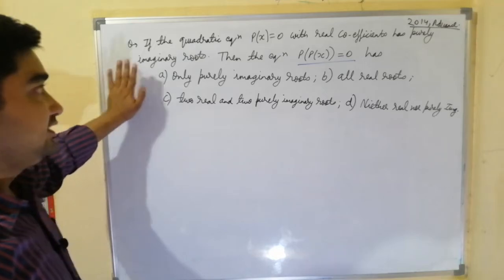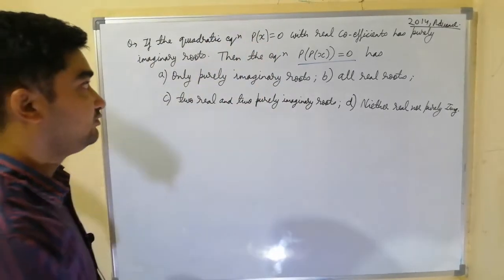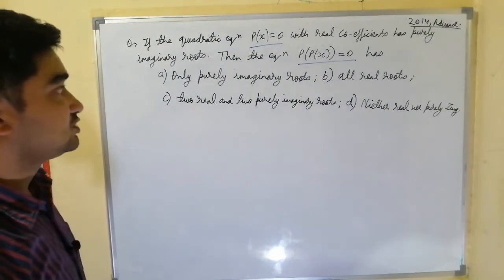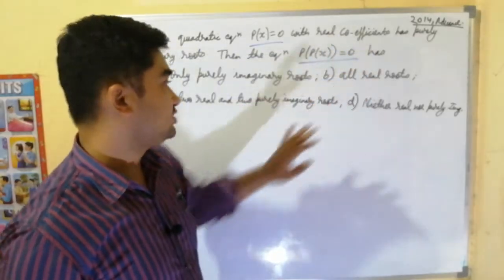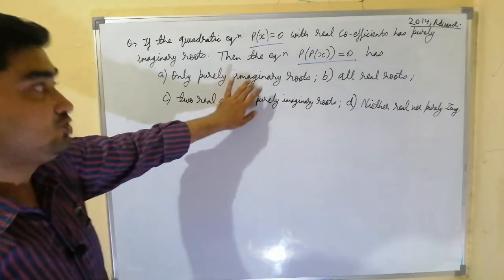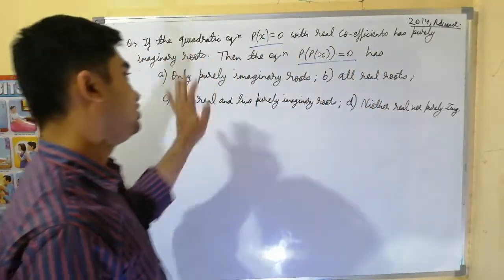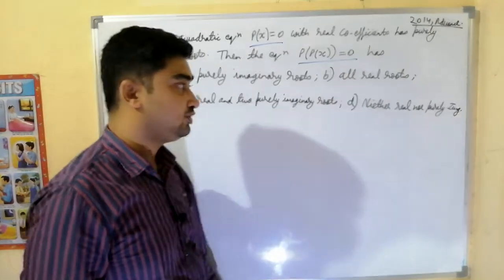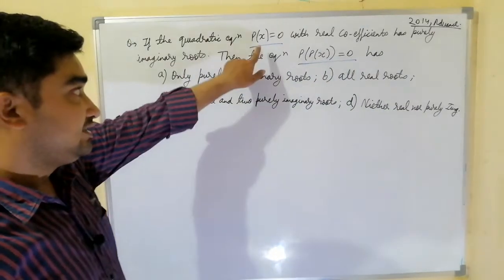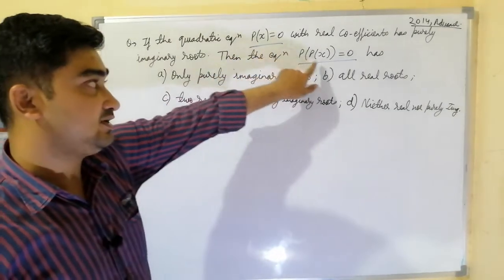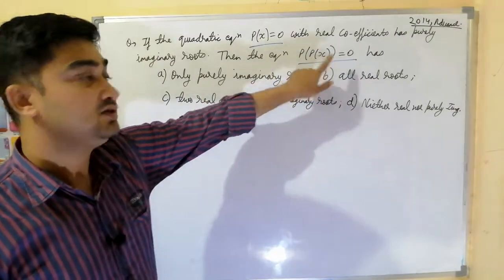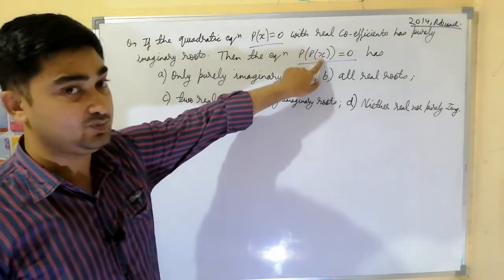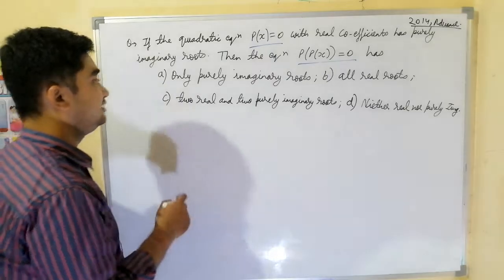Now the next problem is from IIT Advanced 2014. The given problem: the quadratic equation p(x) = 0 with real coefficients has purely imaginary roots. Then the equation p(p(x)) = 0 has only purely imaginary roots, or all real roots, or 2 real and 2 purely imaginary roots, or neither real nor purely imaginary roots. So the roots of p(x) are given to us as purely imaginary, and we have to find the roots of p(p(x)). What is p(p(x))? Input is p(x). In p(p(x)), the input is not x but p(x). So we'll do.